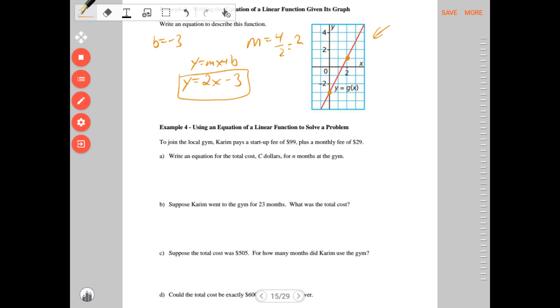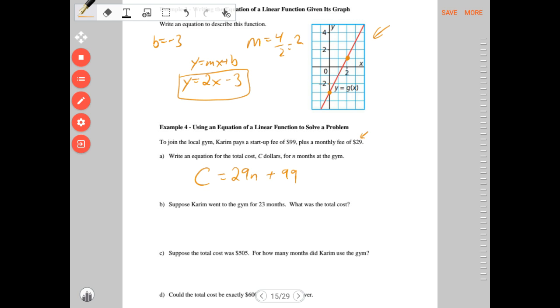Using an equation of a linear function to solve a problem. Okay, well, let's give this a try. To join a local gym, Kareem pays a startup fee of $99 plus a monthly fee of $29. So write an equation for the total cost, C dollars, for n months at the gym. So the total cost is C. Now the slope here is going to be the rate of change. It goes up by $29 every month, so that's going to be 29 n's. And we have that initial startup fee, so the y-intercept is going to be 99. So our slope is 29 and our y-intercept is 99. So cost equals 29n plus 99.